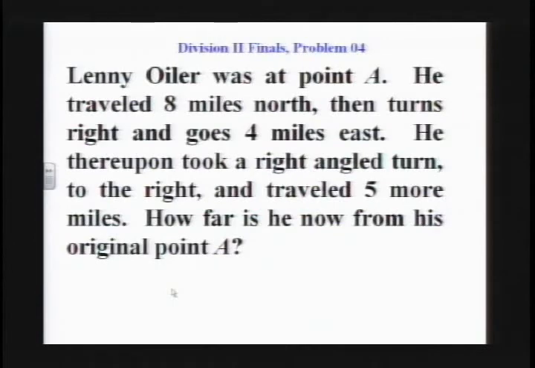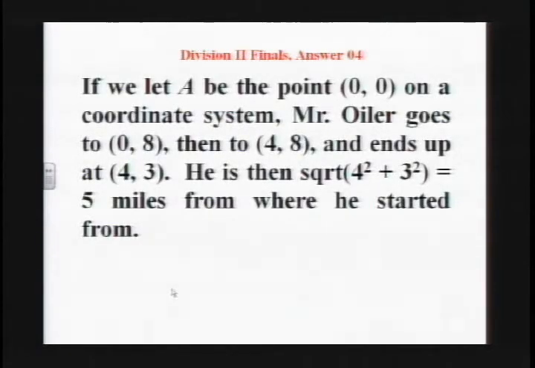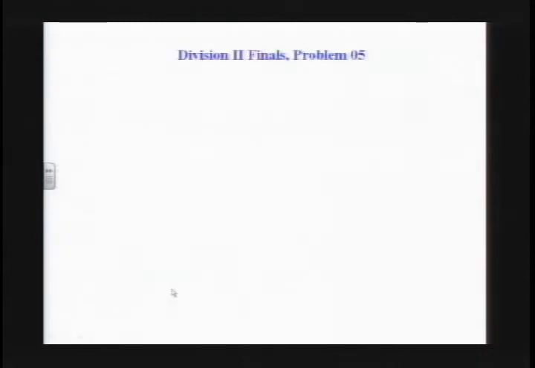You've got 3 answers, okay? Let me see the solution, please. Okay. If you let A be the point 0, 0 on a coordinate system, then Mr. Euler goes up to 0, 8 first, then to 4, 8, and then finally ends up at 4, 3. And of course, this gives you a 3, 4 right triangle, and calculate that the hypotenuse, which is the distance, is 5. And the next problem, please.